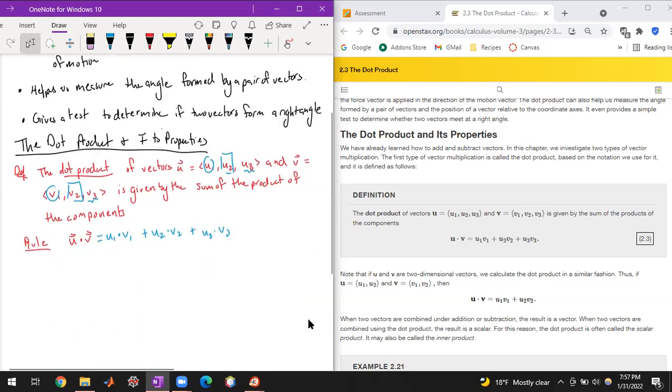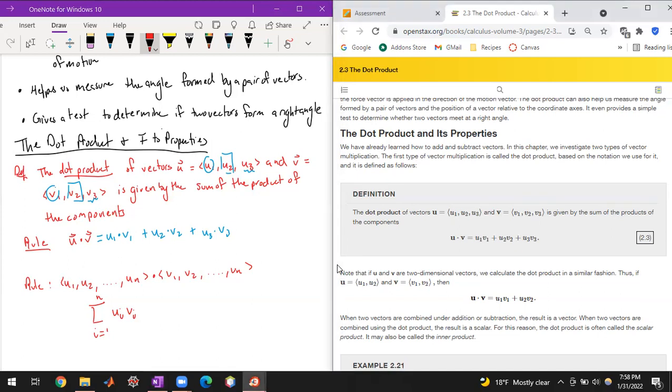So notice that if u and v are two-dimensional vectors, we calculate the dot product in a similar fashion, right? So as sort of a general rule, however many dimensions we have, say up to the nth dimension, we are simply going to add up all of the components from 1 to n of the matching terms. So u1 times v1, u2 times v2, et cetera, to un times vn, add them all up.